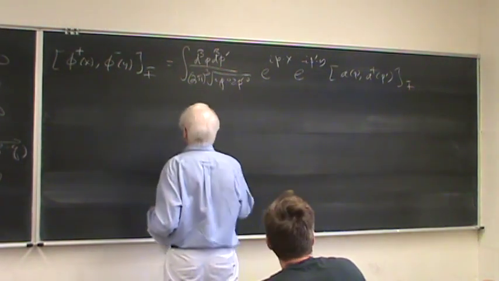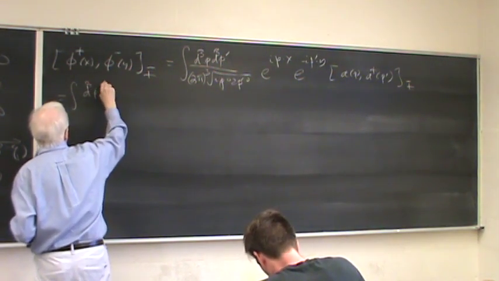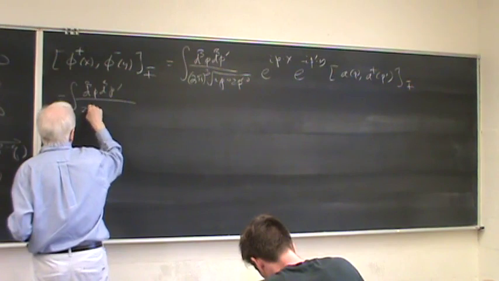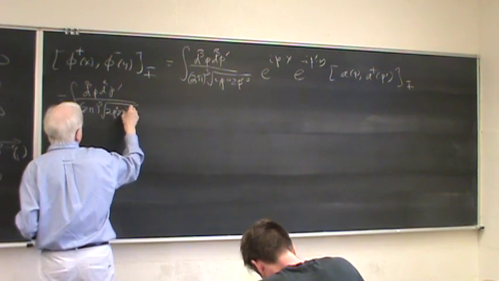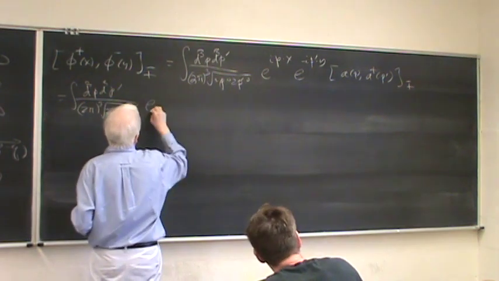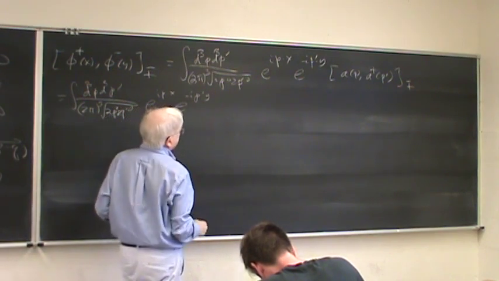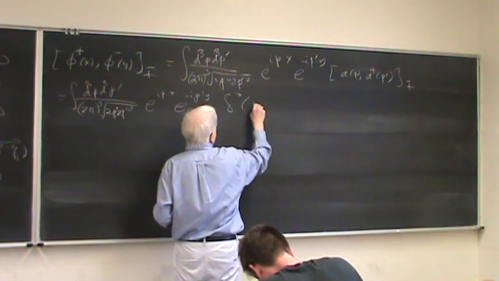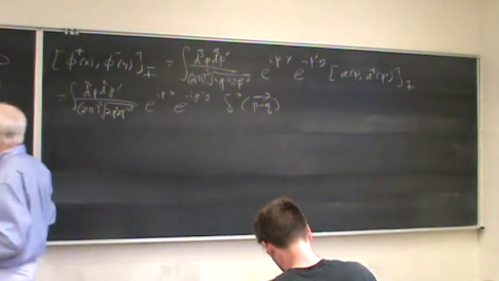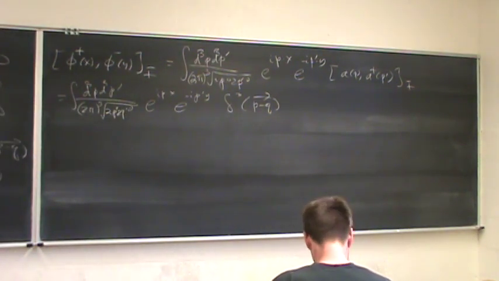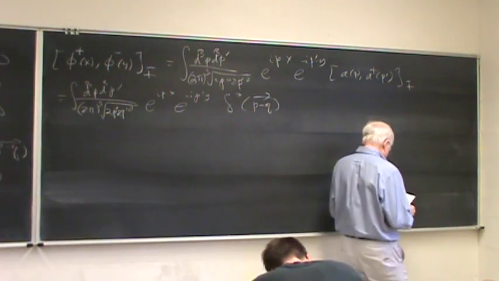And so this is then the integral d^3p d^3p prime over (2 pi)^3 square root of 2p0, 2p prime 0, e to the i p dot x, e to the minus i p prime dot y. Now this is delta cubed of p minus p prime. So using this commutation or anti-commutation relation, that's what we get.